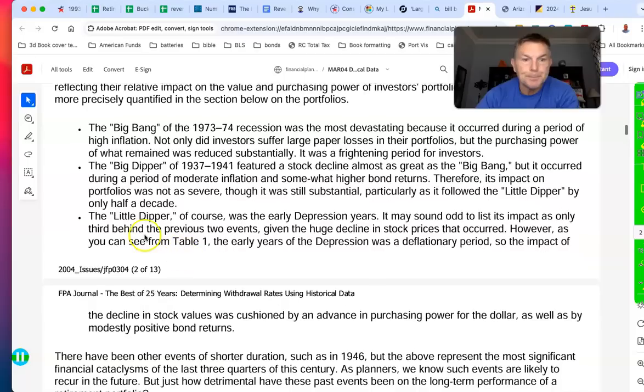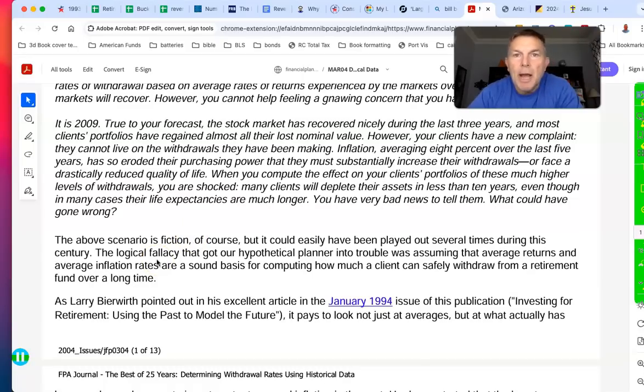He says right here, the early Depression years, it may sound odd to list its impact as only the third behind the previous 2 years, 73 to 74 and 37 to 41, but given the huge decline in stock prices that occurred. However, you can see from Table 1, the early years of the Depression was a deflationary period. So the impact of the decline in stock values was cushioned by an advance in purchasing power for the dollar, as well as by positive return on bonds. This is where Bengen says, the logical fallacy that got our hypothetical planner in trouble because he ran out of money was assuming that average returns and average inflation rates are a sound basis for computing how much a client can safely withdraw from retirement.